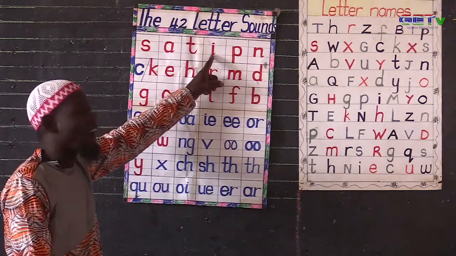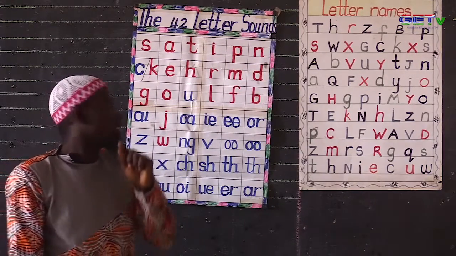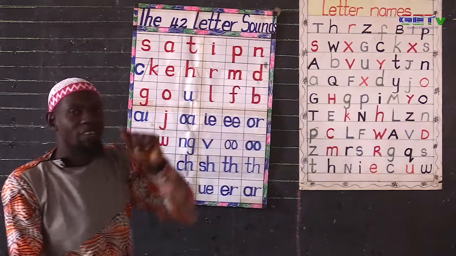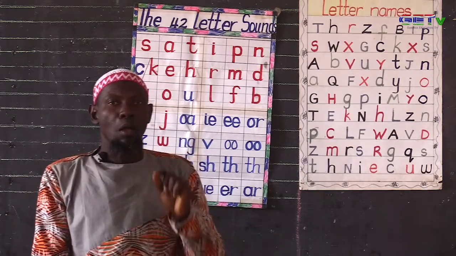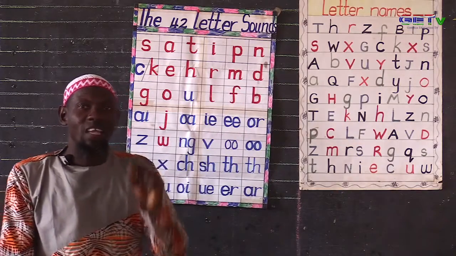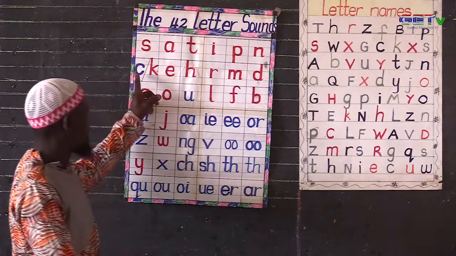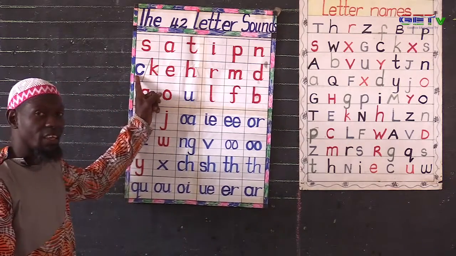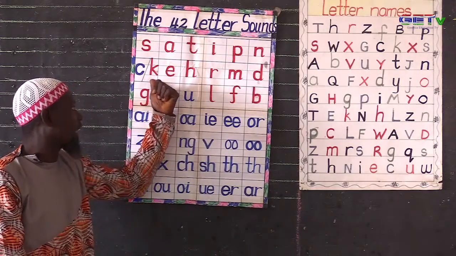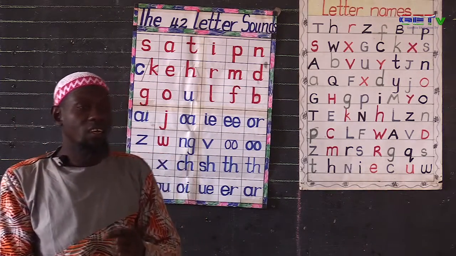My name is I. My sound is I. My name is P. My sound is P. My name is N. My sound is N. My name is C. My sound is K. My name is K. My sound is K.